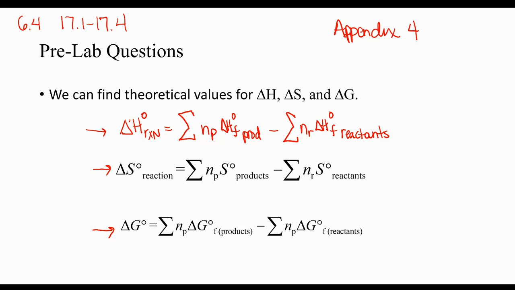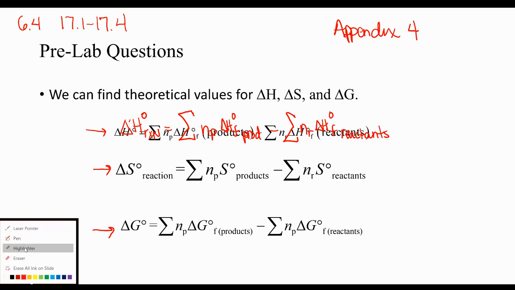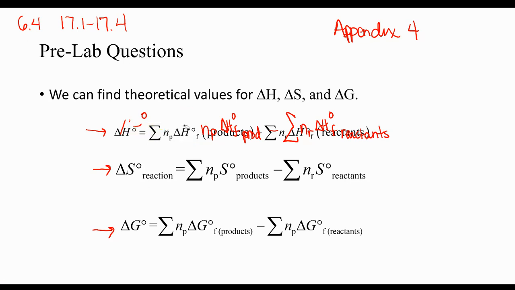Now, in the case of this particular reaction that we're studying, oh, there it was. So it was there. I just had to click on it. Oops, I'm highlighting. Okay, so there it is. It's a much nicer writing. Okay, so we can find those theoretical values.